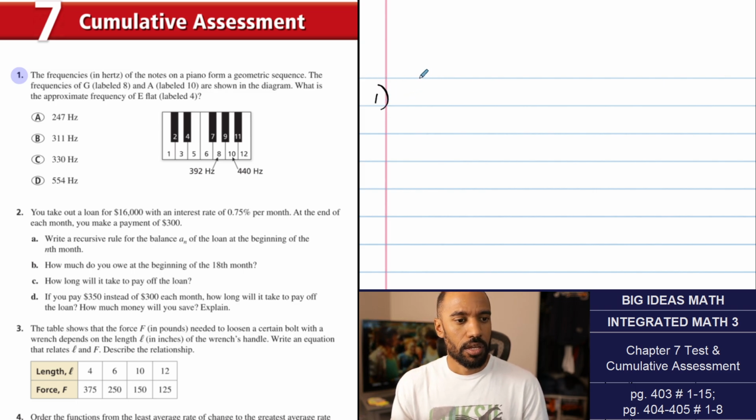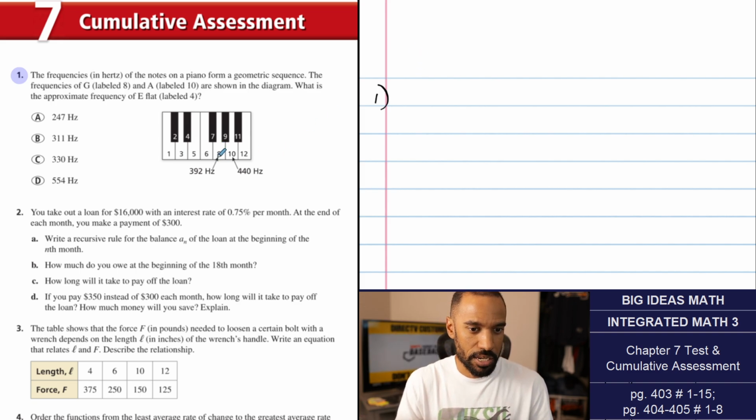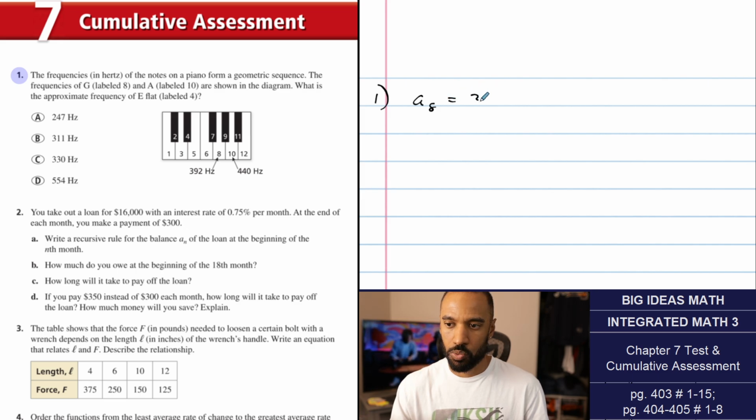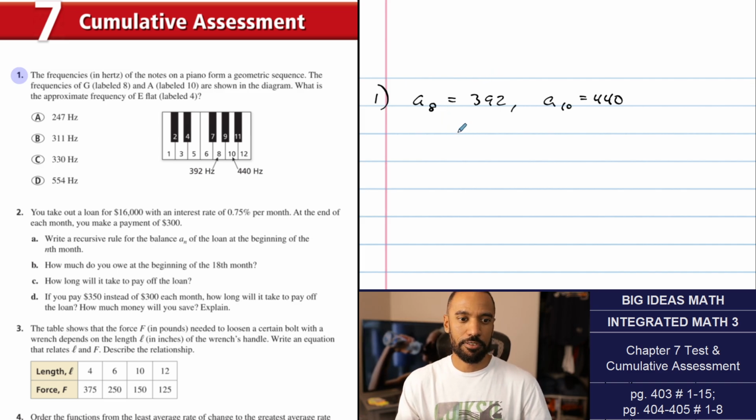Start with number 1. The frequencies in hertz of the notes on a piano form a geometric sequence. Same chapter 7. The frequencies of G, labeled 8, and A, labeled 10, are shown in the diagram. So they said geometric sequence, including the black keys. So the 8th term is 392, and the 10th term is 440. What do they want? An equation for the sequence? What is the approximate frequency of E flat labeled 4?